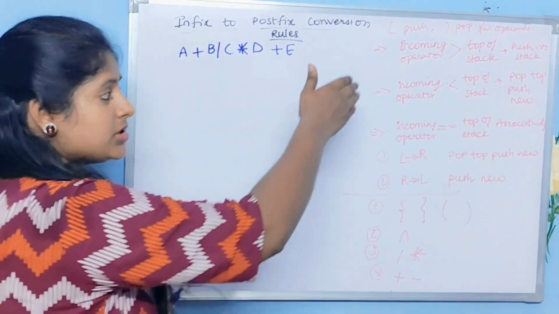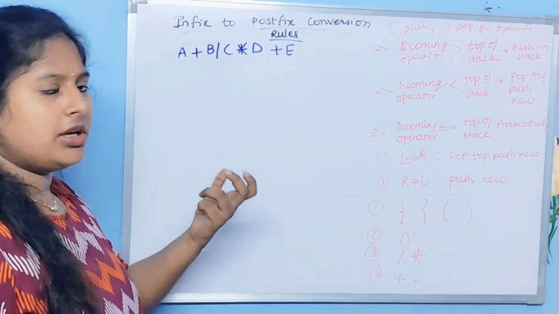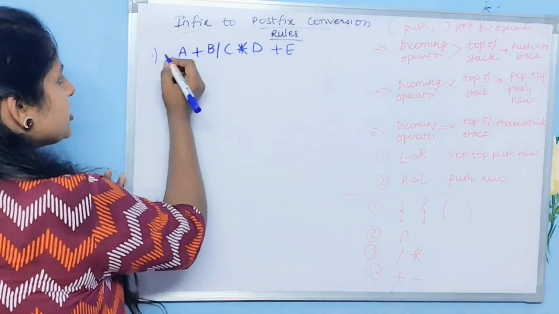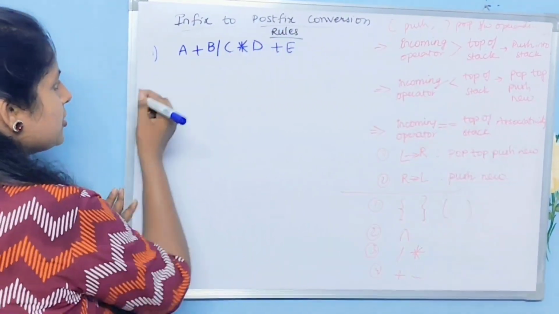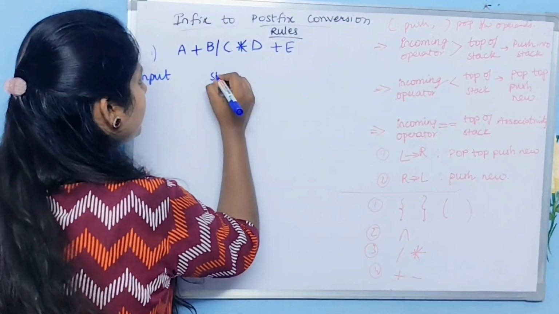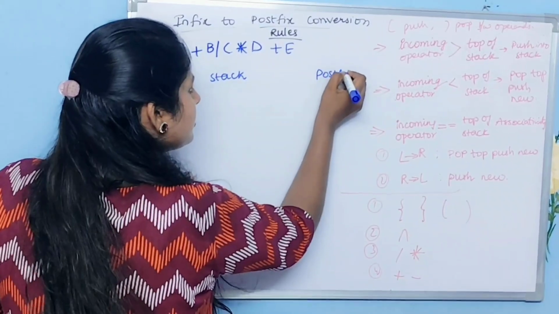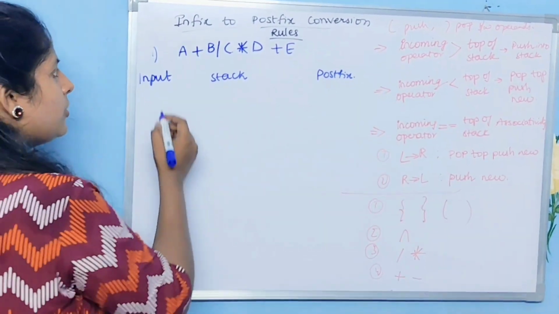I've written all the rules on the right side, so we can easily get to know what is happening. My first expression, this is an infix expression. I want to convert this into postfix. So I will write 3 columns over here: input, stack, and postfix expression.